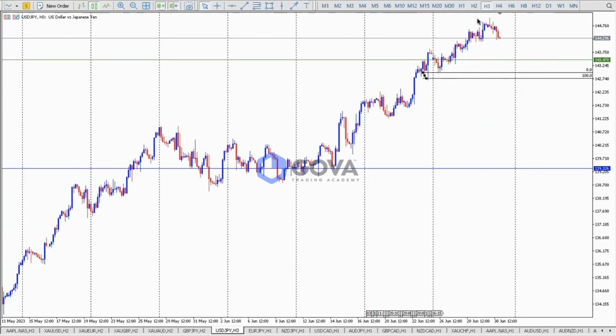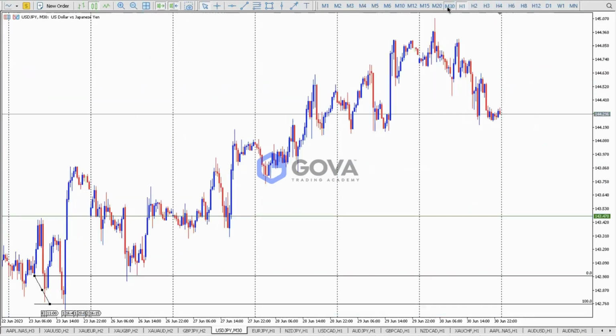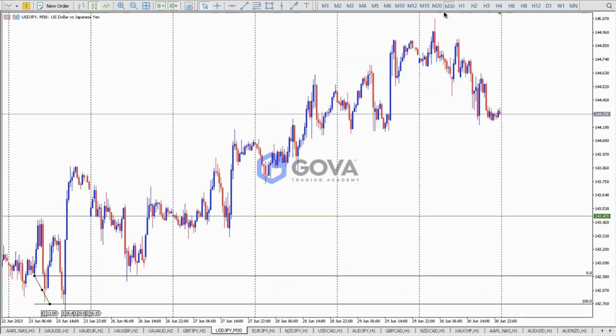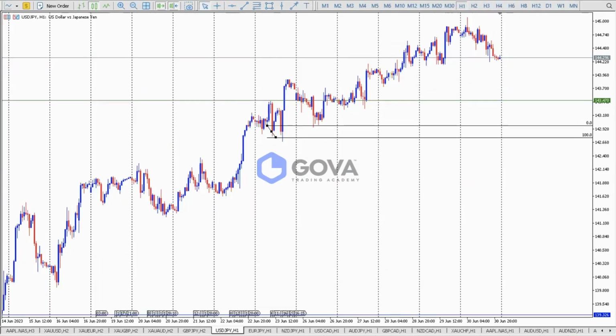So switching lower, remember on the H3 is where we identify the formation that formed. So this is the area we are looking at. The last formation that formed towards the ending of last week is around here. So that is what you should be looking for. Now you can see the formation here. As I switch lower, you can see this is the last formation.